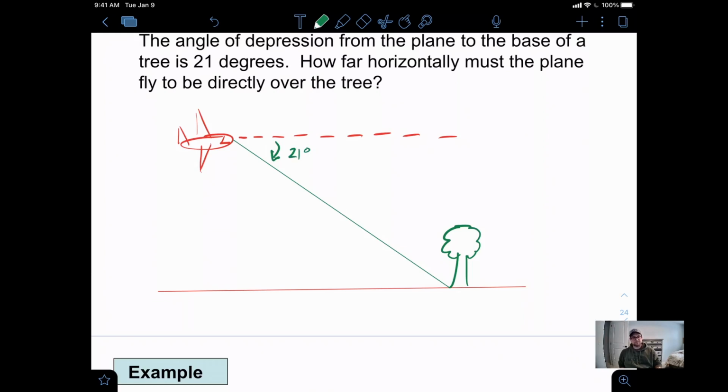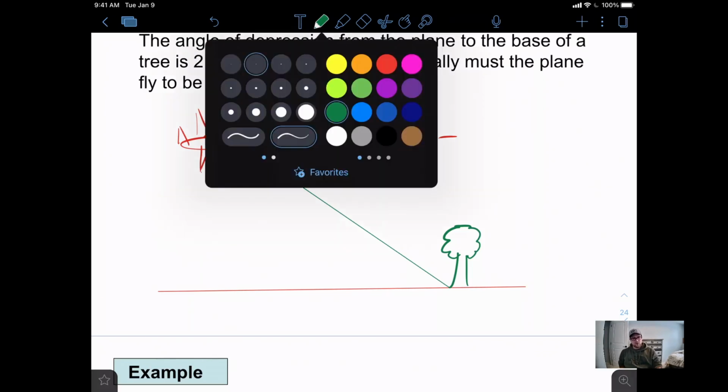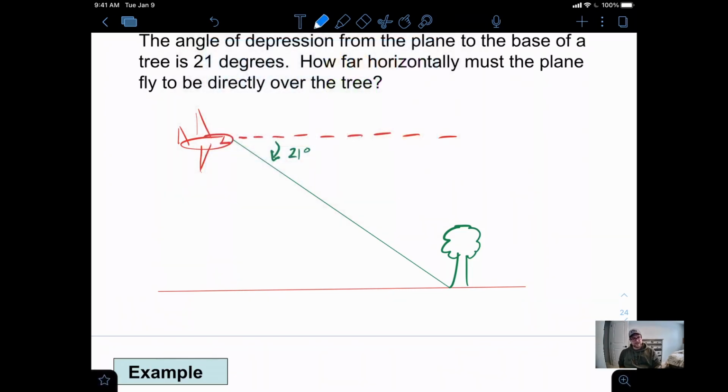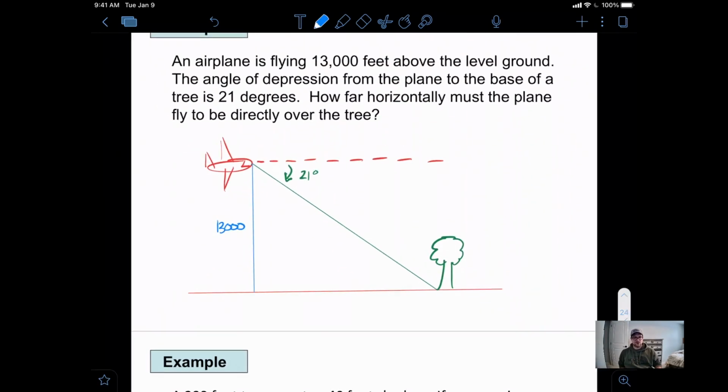Now, it says how far horizontally must the plane travel to fly directly over the tree? Well, a couple different things. We know first off that if we fell straight down, we would have to fall down 13,000 feet because that's how high above the ground we are flying. So the right triangle we're going to use is actually right here.